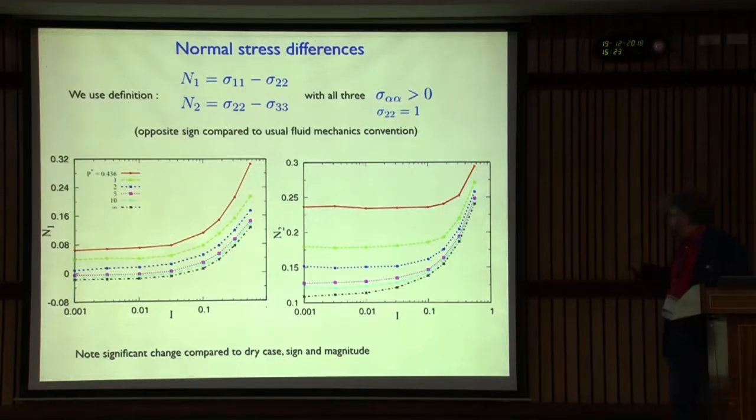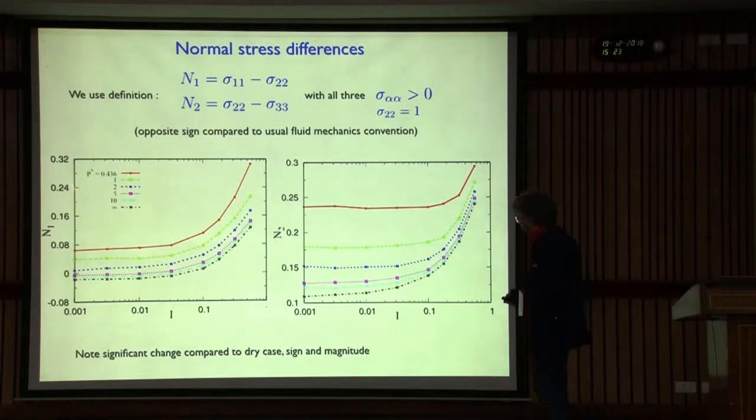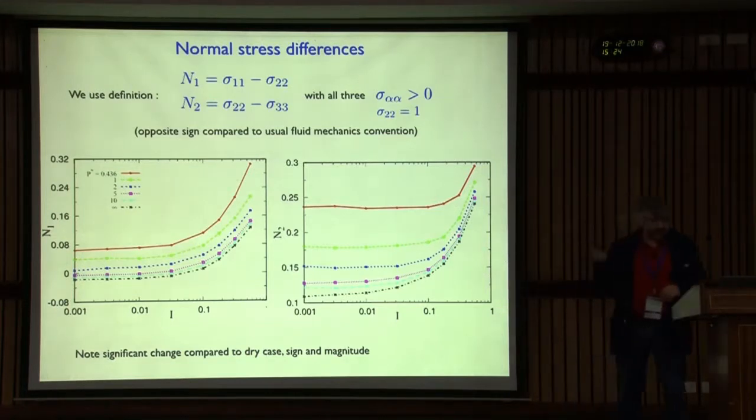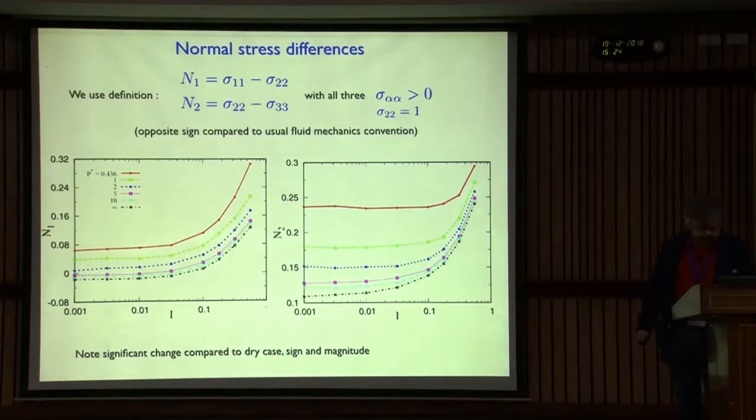Well, we can measure quite a few other different quantities pertaining to the rheology, like normal stress difference. Shown here, we see that they change significantly after we introduce cohesion, and as cohesion gets stronger, expressed by decreasing p star. So this is N1, N2, which takes non-negligible values here compared to the dry case, which is the black curve at the bottom. Beware of the signs. We use opposite signs compared to fluid mechanics conventions. We have sigma 2 equal to 1.